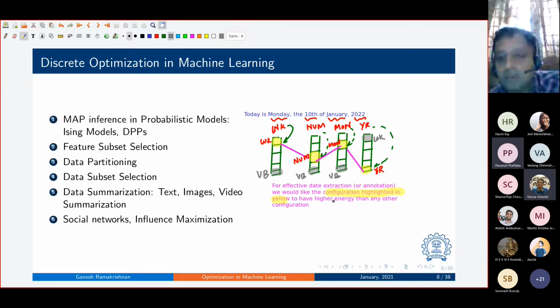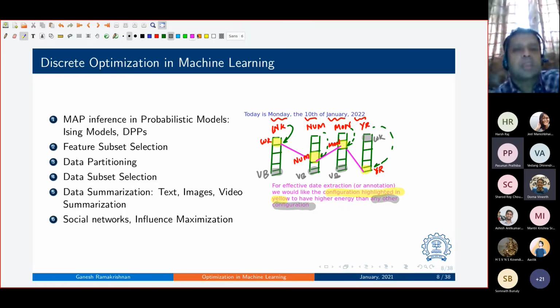Okay, so this is any other configuration in gray. There could be other configurations as well. So this is the MAP inference problem. Example of the MAP inference problem.